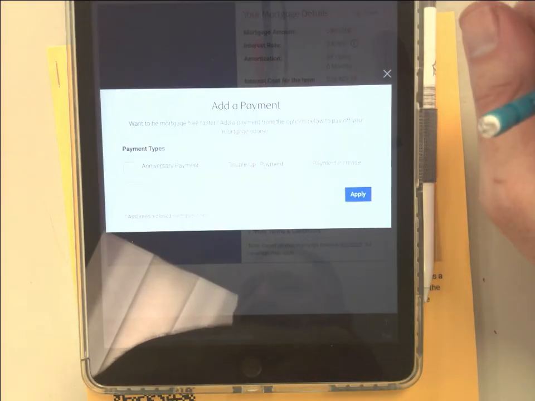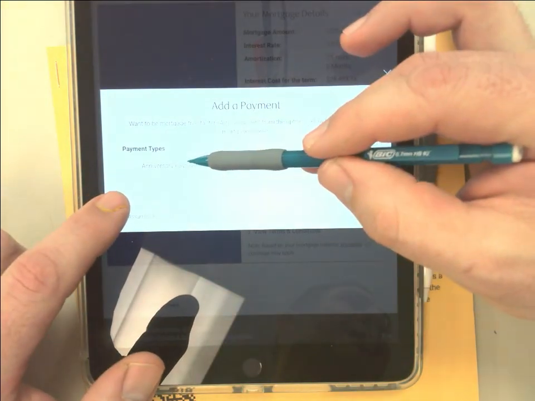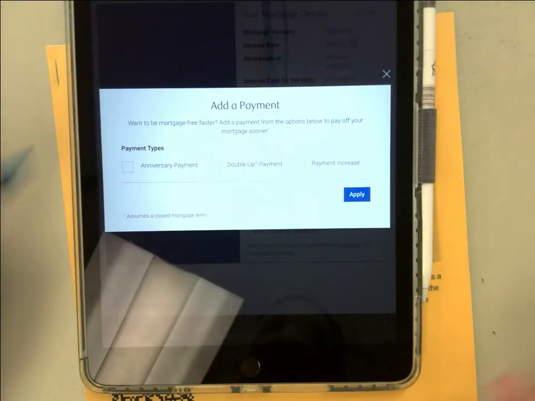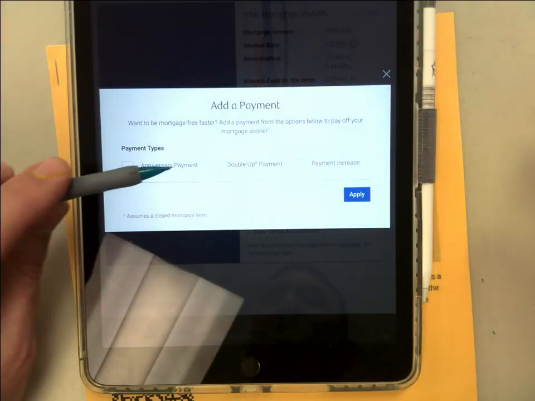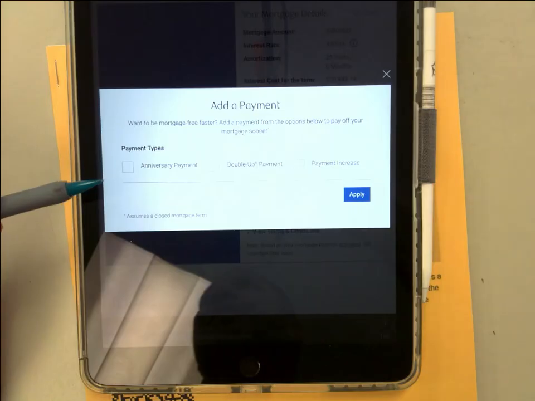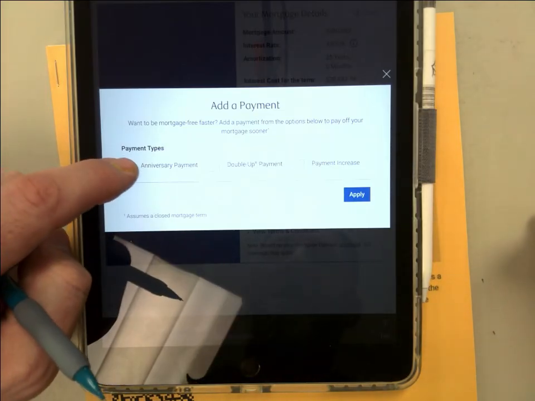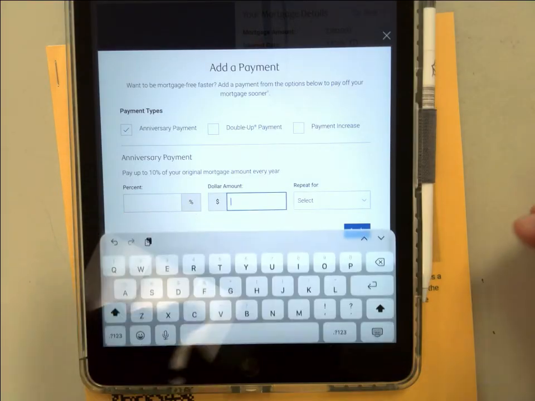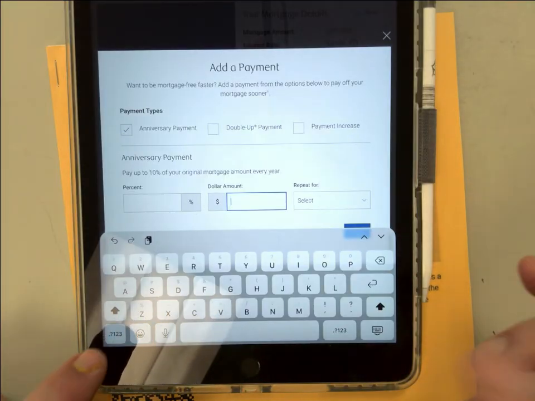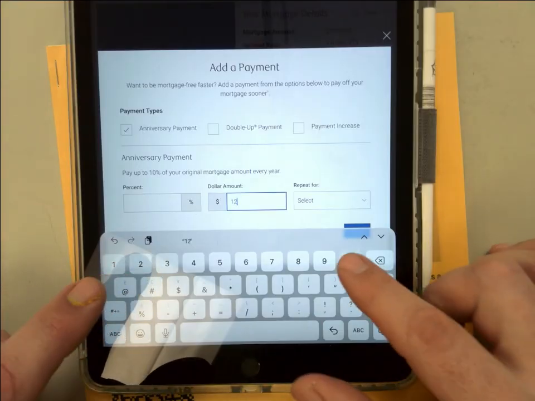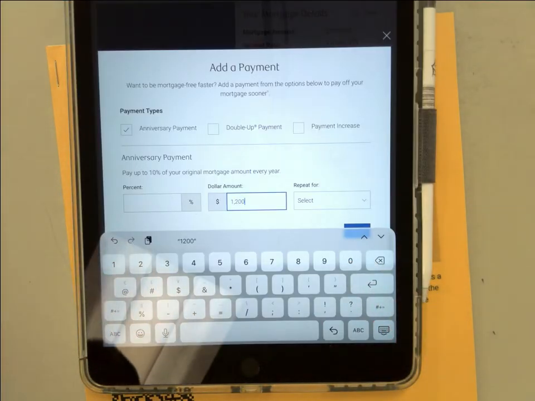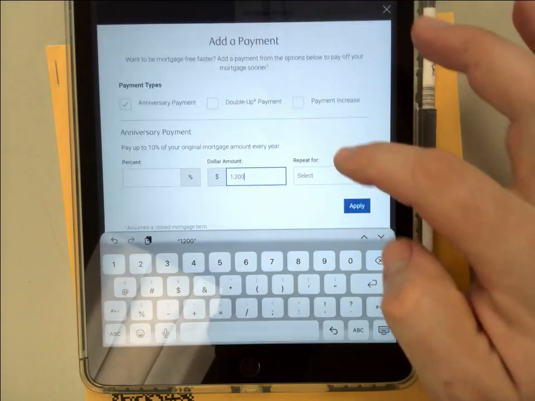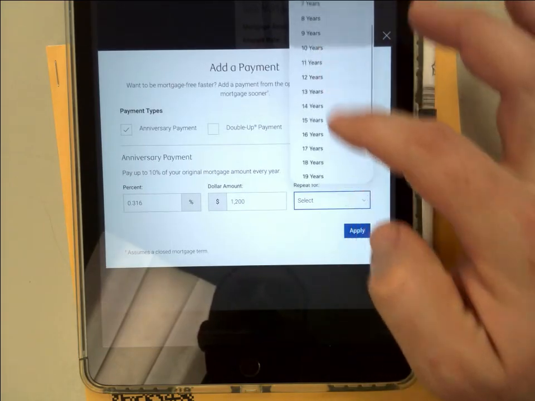And let's make an anniversary payment. You can't see that, so hold on. Let me adjust this here. What does an anniversary payment mean? Every year you add an extra amount. It asks you, do you want a percent or a dollar amount? Let's say every year we put in an extra $1,200. That means $100 a month that you saved up and pooled, and you put it down every year, repeating for the 25 years.